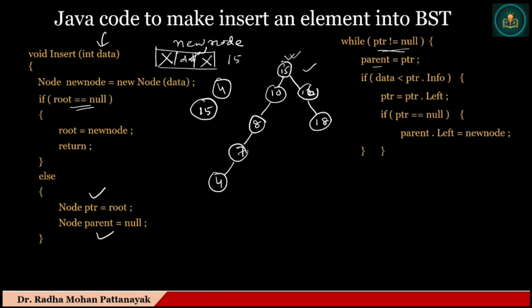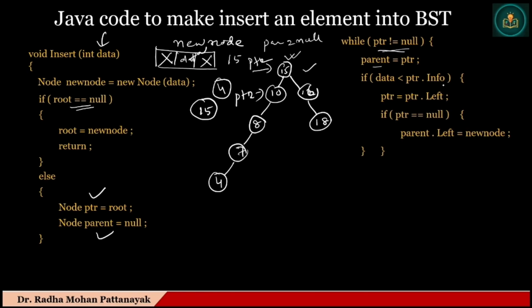Why parent equal to PTR? See here. When you start moving, at that time parent equals to null, and PTR equals to your 15. Clear? When you move to the left side, you will come to 10. At that time your PTR will become 10. But what will the parent hold? Because when PTR holds 10, you will not get this node address again. Due to this, first you store that PTR address in the parent, then you increment the PTR. You move into the left side. Clear? That's why first I store the address of the node in the parent, then I moved to the left side. Clear? Next what will you do?